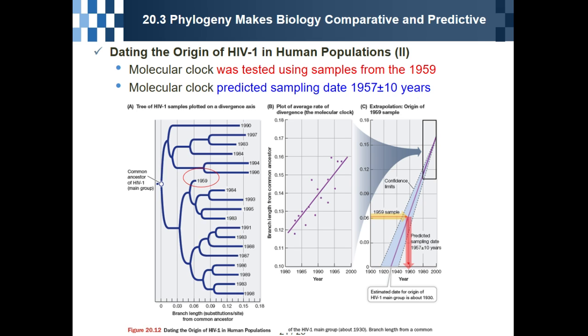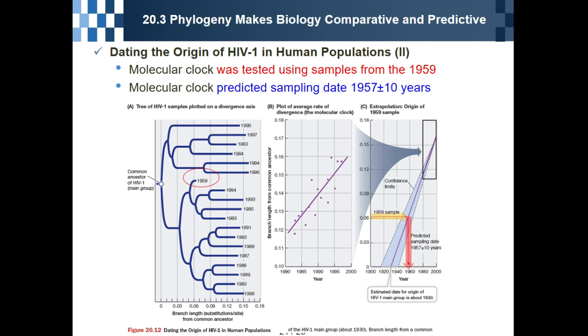Okay, so it means that this molecular clock is accurate. So we had this sample. This sample comes from 1959. But we give this information to another person.